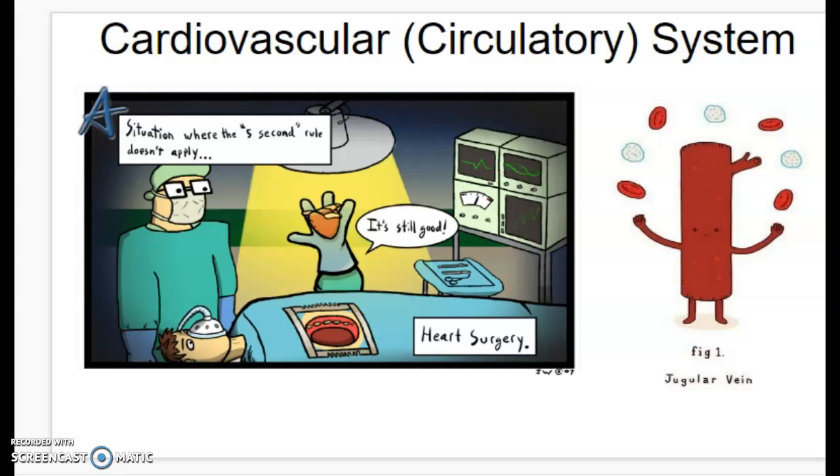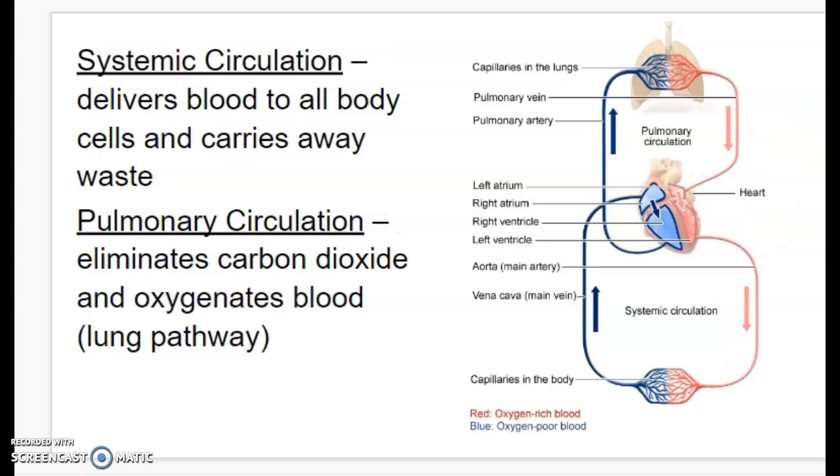So, starting out with the cardiovascular system, I'm pretty sure we've talked about most of this, so it's a review. There are 2 different types of circulation when we're talking about your heart pumping the blood. The first is called your systemic circulation, and it's called systemic because it's going to deliver the blood to all the body cells, and then it carries away the waste. So it delivers the oxygen and the nutrients that the cells need and takes away the carbon dioxide that you produce during cellular respiration.